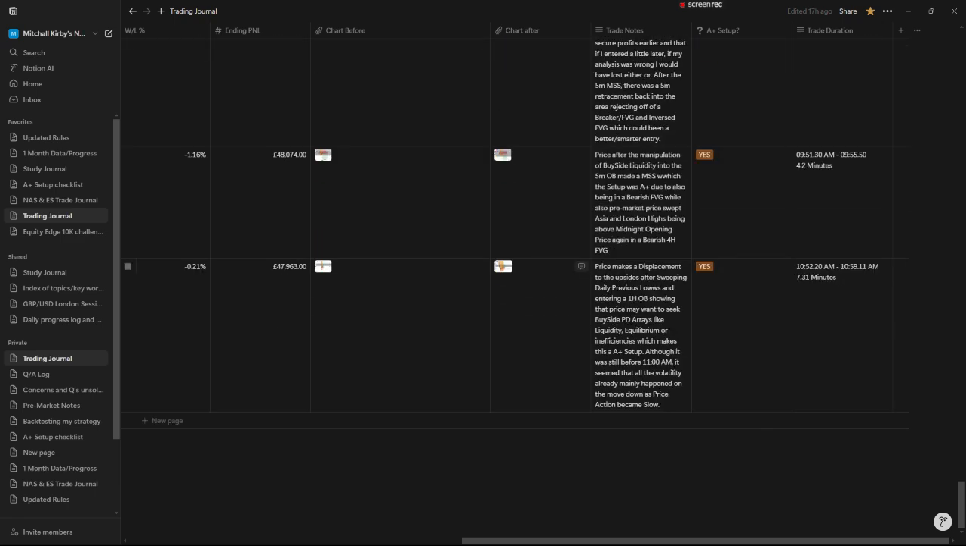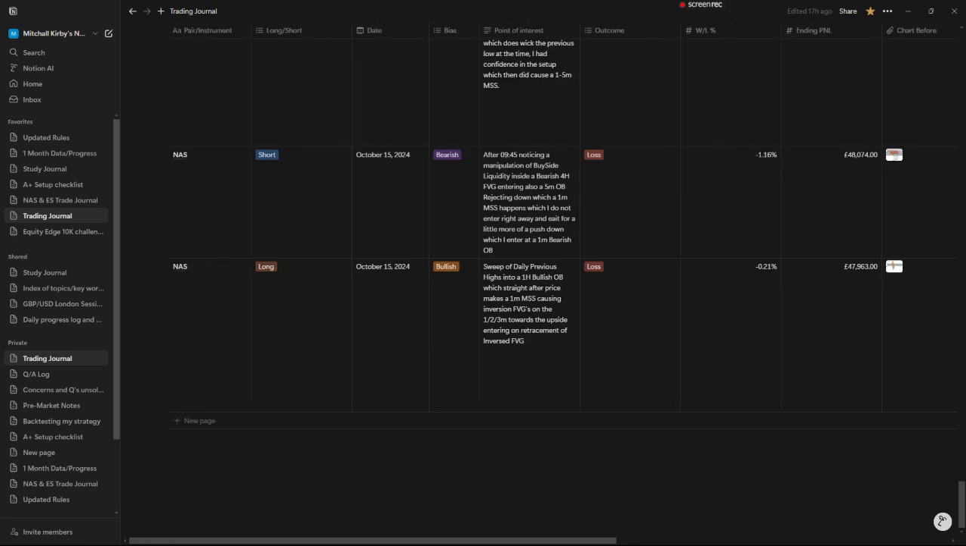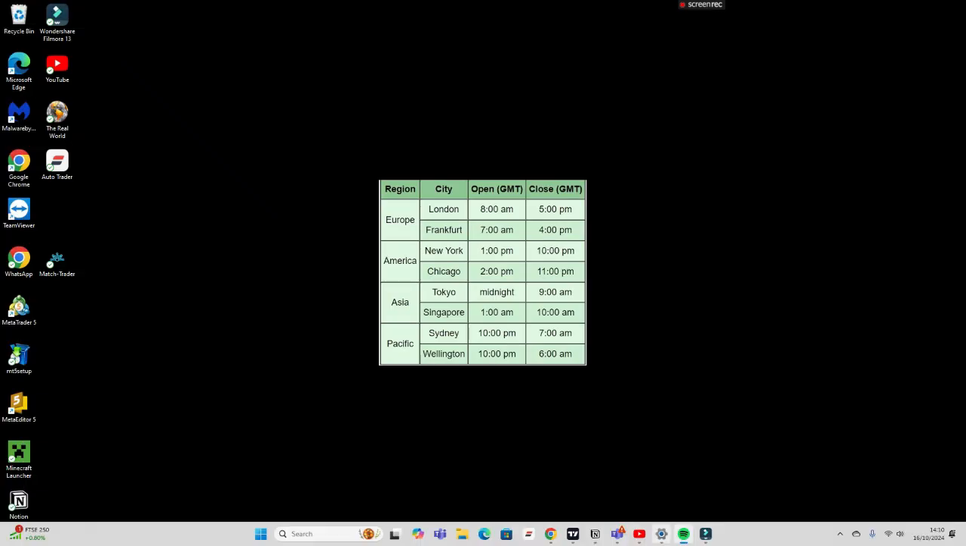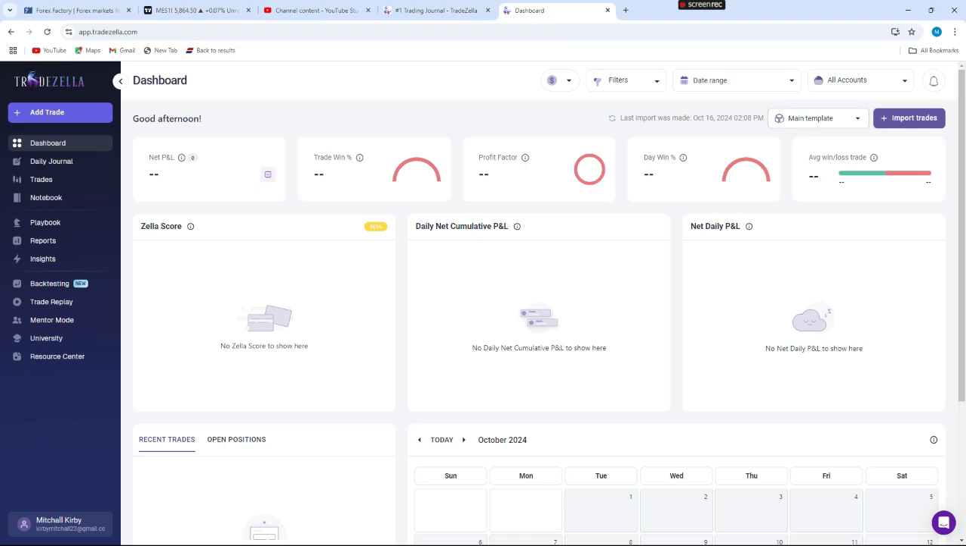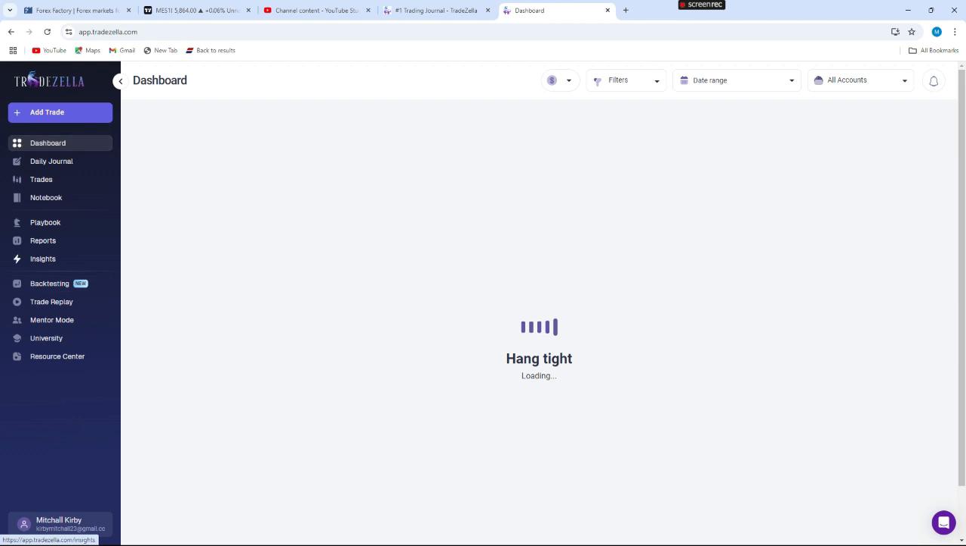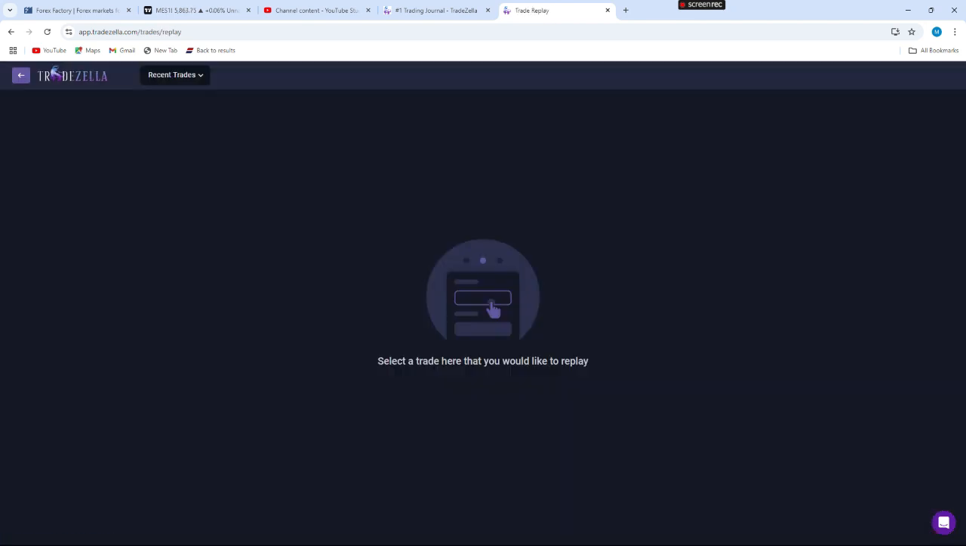So yeah, this is important anyway, I think, trade duration. But yeah, so this is my journal and everything. But I was thinking of potentially adding it to TradeZella. I did a bit of playing around with the backtesting tool. I don't understand it too well, but I'm gonna, and trade replay.